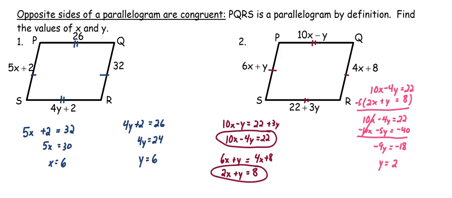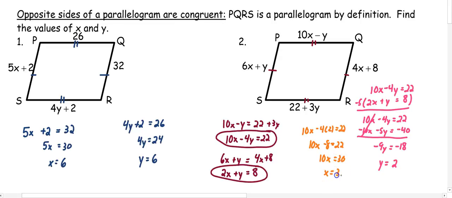Once I know y is 2, I have to go back and substitute to get x. So in the first equation, 10x minus 4 times 2 equals 22. 10x minus 8 equals 22. I can add 8 to both sides and then divide by 10. So my ordered pair would be 3, 2.